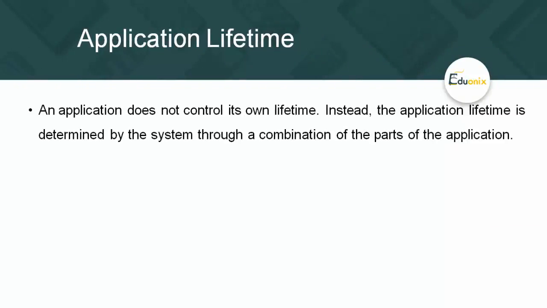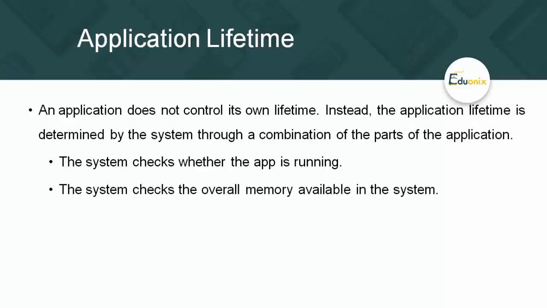An application does not control its own lifetime. Instead, the application lifetime is determined by the system through a combination of the parts of the application. For example, the system may determine some of the following conditions. The system checks whether the app is running. The system checks the overall memory available in the system.